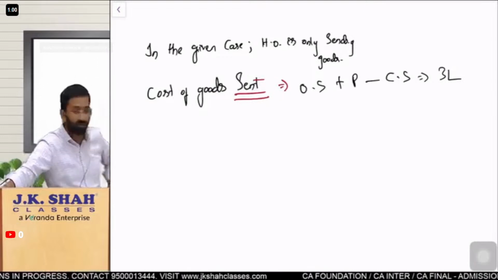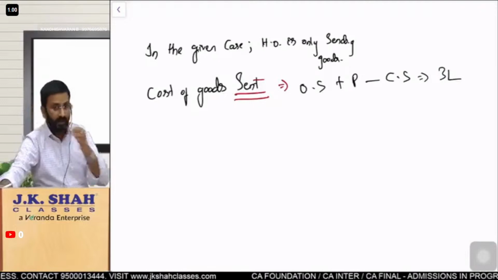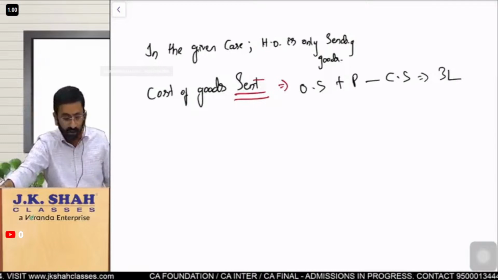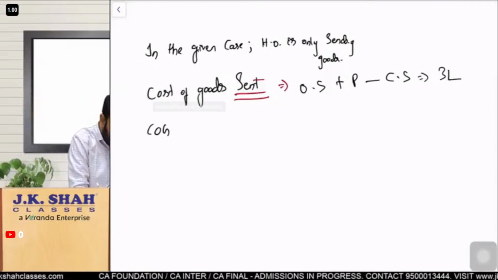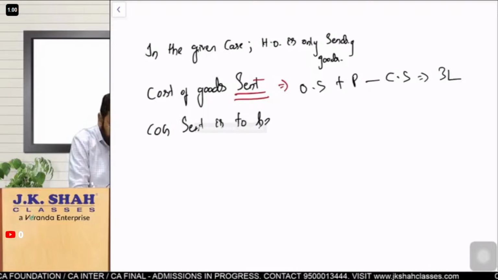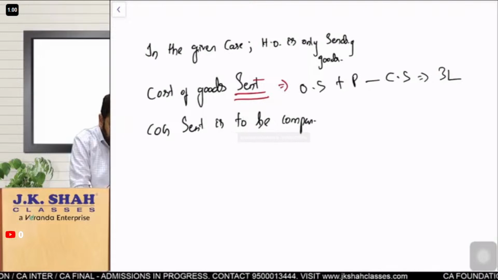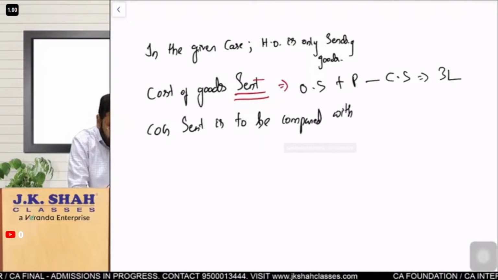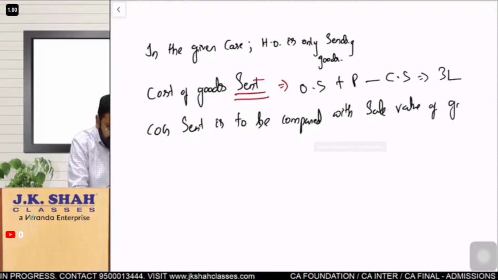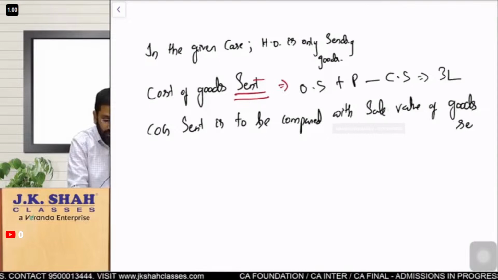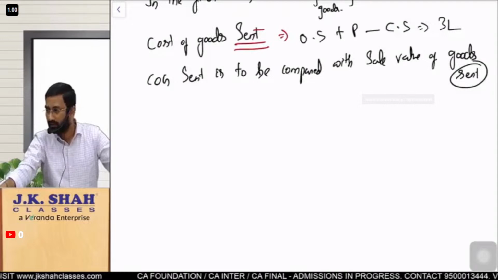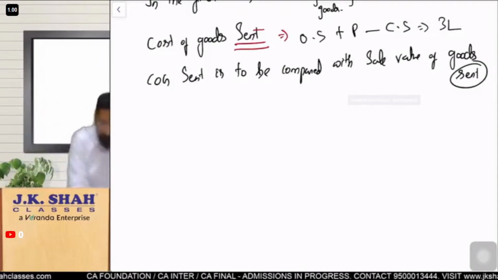20% on sales. Okay, so cost of goods sent is 3 lakhs. Next, write down a sentence: the cost of goods sent is to be compared with the sale value of goods sent, not goods sold. Clear? Sale value of goods sent. I will make a working note for it.